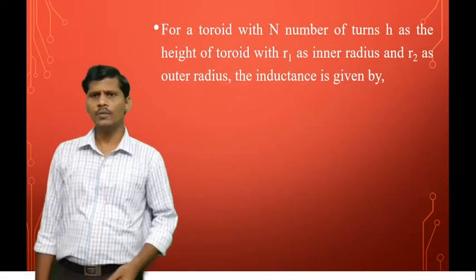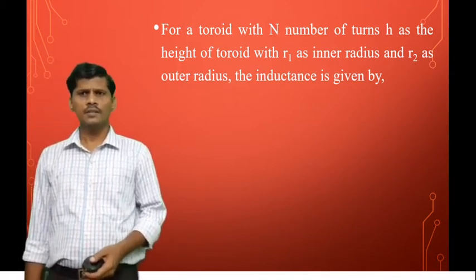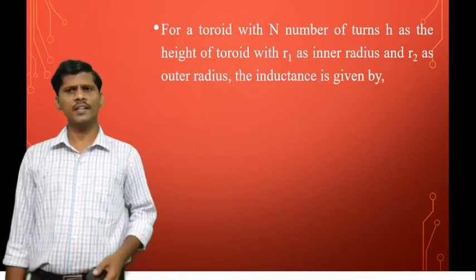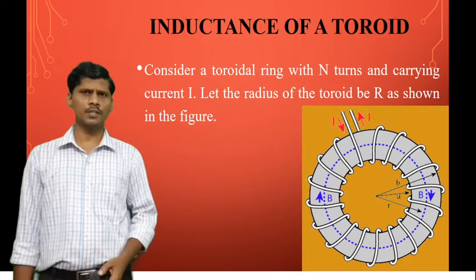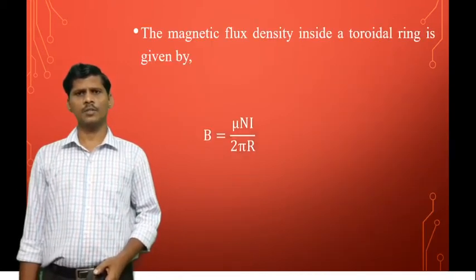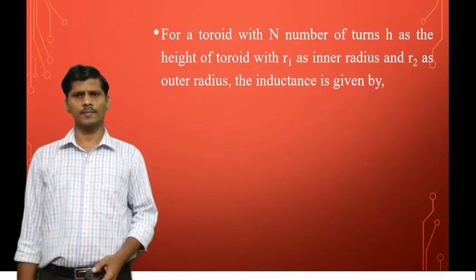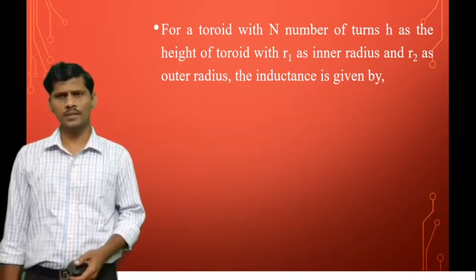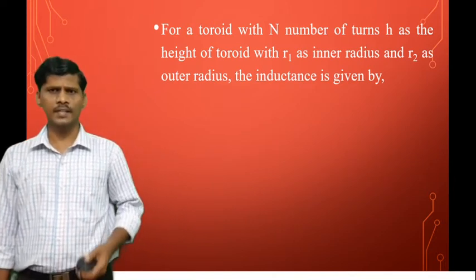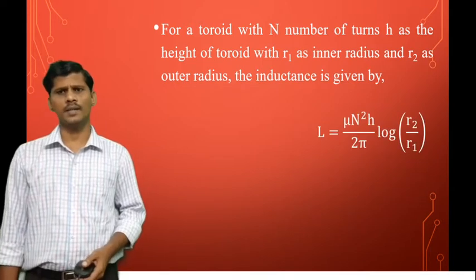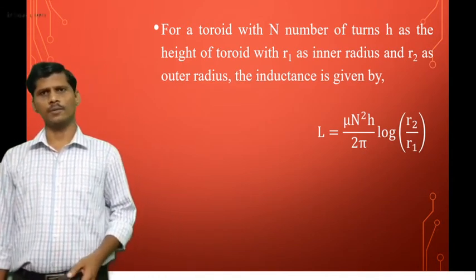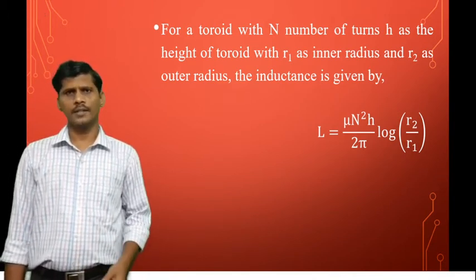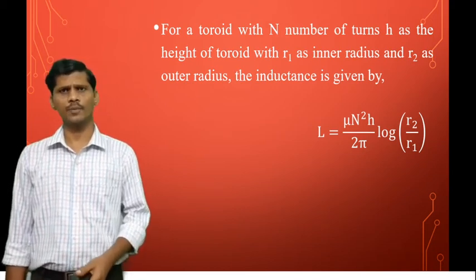For a toroid with N number of turns, h as the height of the toroid, with r1 as the inner radius and r2 as the outer radius. So in this figure, small r1 is the inner radius of the toroid and small r2 is the outer radius of the toroid. Then the inductance is given by L = μN²h / 2π into logarithm of r2 / r1. So that is the concept of inductance of a toroid, along with the inductance of a solenoid.